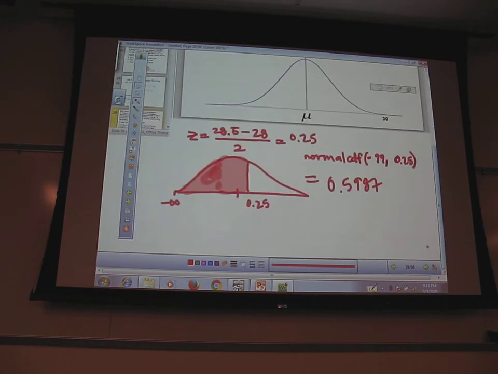And then same thing here. Gina found the z-score of 28.5. She put it in. It's less than, so it's everything less than that. Shade everything on the left side. Negative infinity to there. So normal CDF of -99 to 0.25.